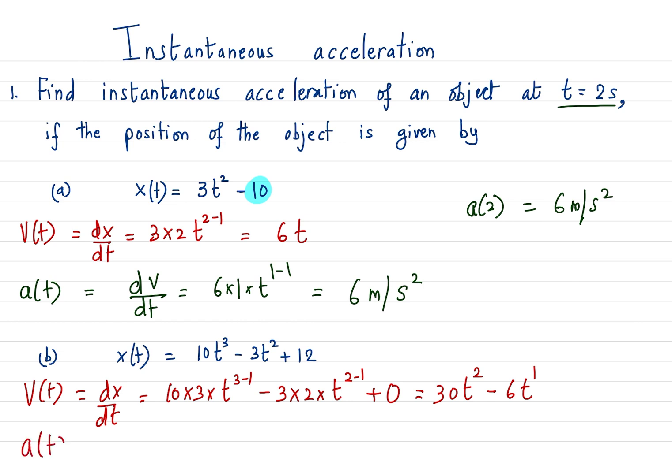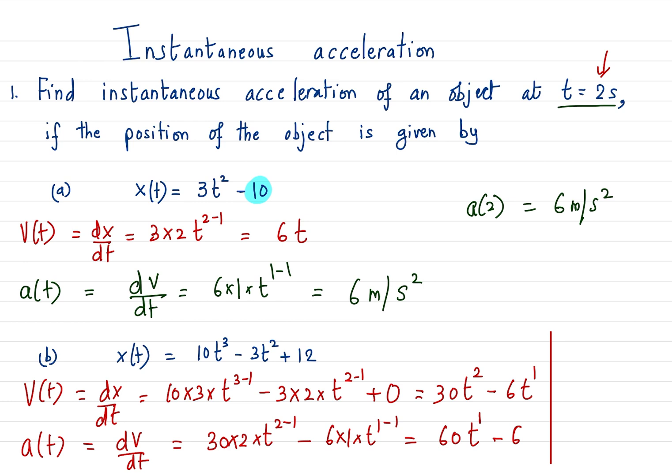Then we have to do acceleration, so we have to do the derivative of the velocity function. So that will be 30 times 2 times t to the power of 2 minus 1, minus 6 times 1 times t to the power of 1 minus 1. So that will be 30 times 2 is 60 t to the power of 1, minus 6 t to the power of 0 will be 1. So I just get 6. And then because I want to find at t equal to 2, I can write a at 2 seconds will be 60 times 2, in place of time I'll put 2, minus 6. So that will be 120 minus 6. That will give me the answer as 114. So 114 meter per second square.